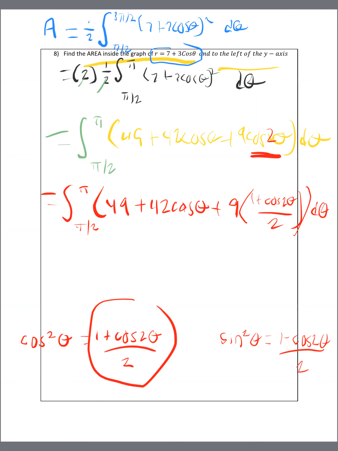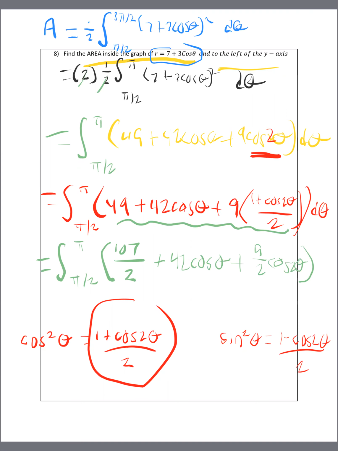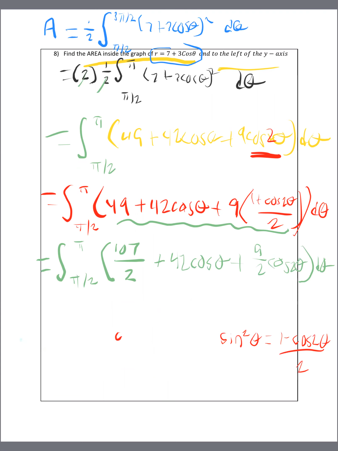With further simplification, and I don't want to completely go into it because it is more algebraic, so I don't want to waste your time with that. But you do end up getting, on the inside before we finally integrate, 107 over 2 plus 42 cosine of theta plus 9 over 2 cosine of 2 theta. That you get from simplifying this to the max. I don't want to fully simplify that now because I don't want to waste too much time, but that is what you end up getting.